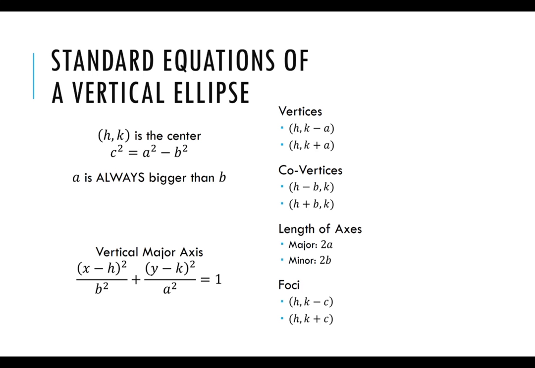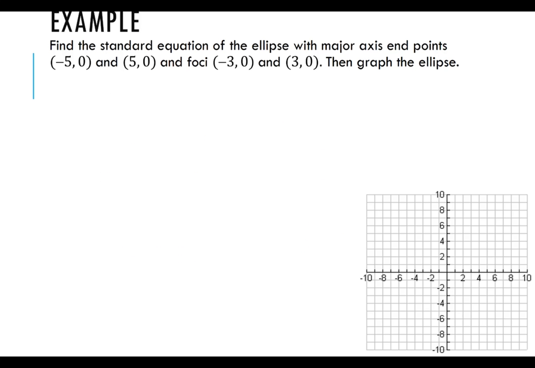And then the foci here, because we're talking about the major axis being vertical, you're just going to go up a distance of c and down a distance of c, where of course you find c from c squared equals a squared minus b squared. Alright, so let's do this.